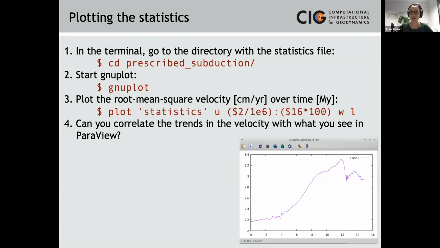I don't see any questions in the chat, so I'm going to assume this works for everybody. And then which bit of the model is that velocity from? This is the root mean square velocity over the whole domain.